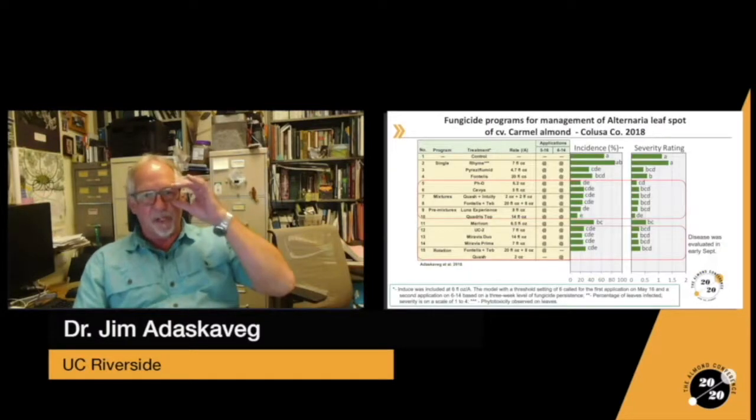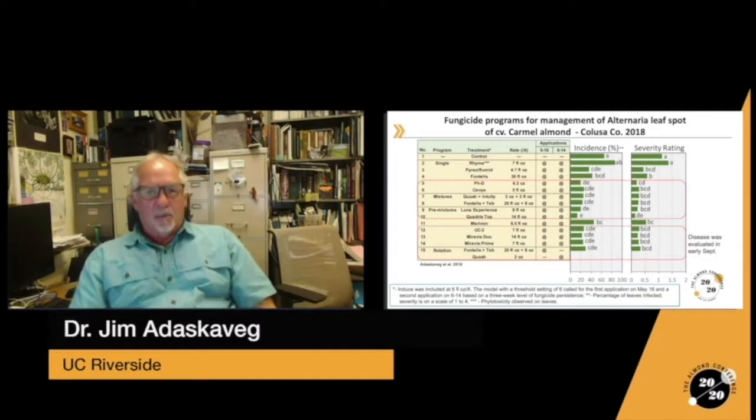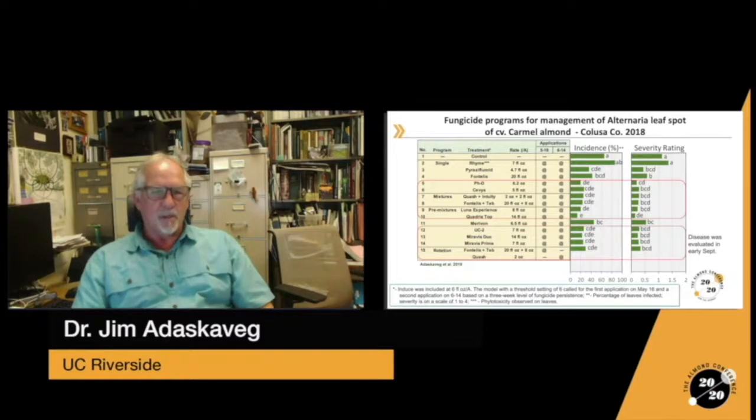So if we look at some efficacy data, the fungicide programs for managing Alternaria here in 2018 in Colusa County on Carmel, we used the model, and the model called for a spray on 5/16, and then we waited, and about a month later on 6/14, a second spray was called for by the model, and we applied these fungicides, testing the fungicides and the timing of these fungicides on the incidence and severity of Alternaria leaf spot. Now, the rest of the summer, we kept monitoring it, and there was no need to apply an additional spray.